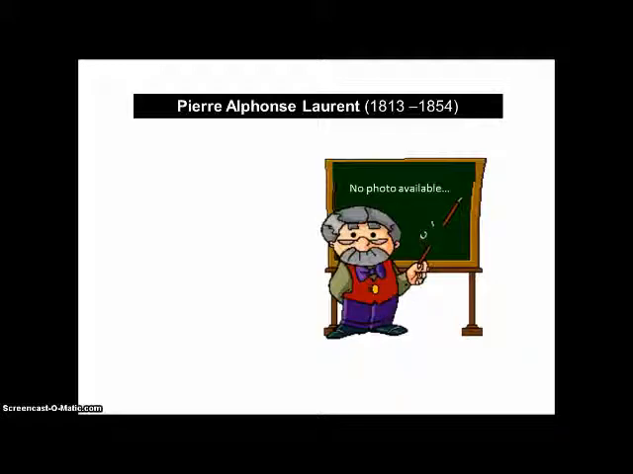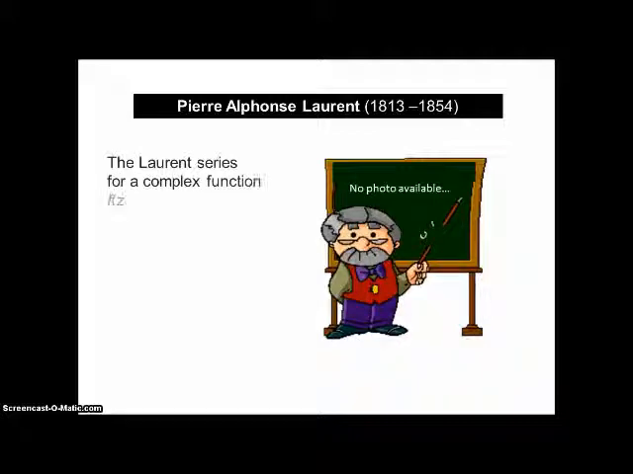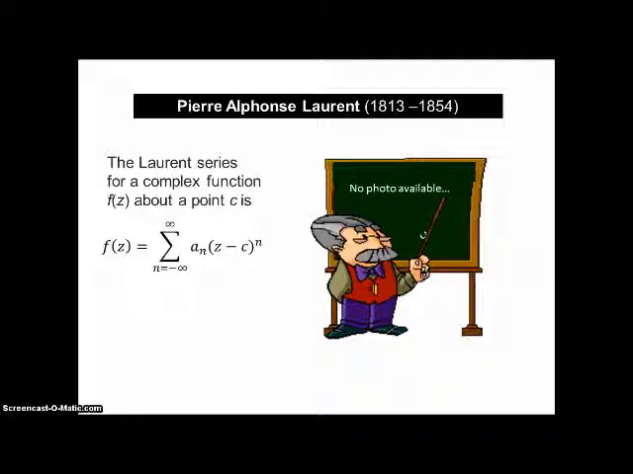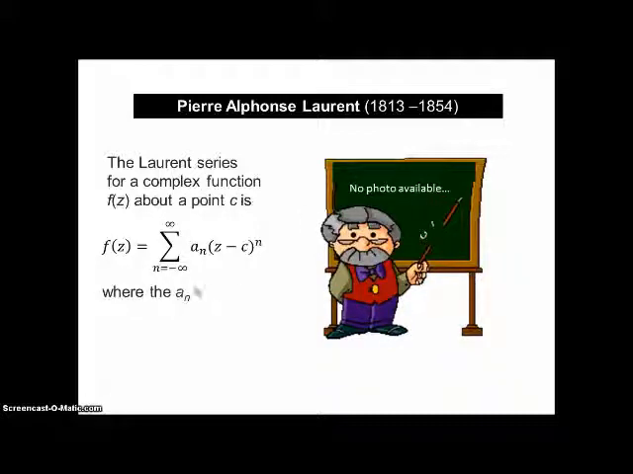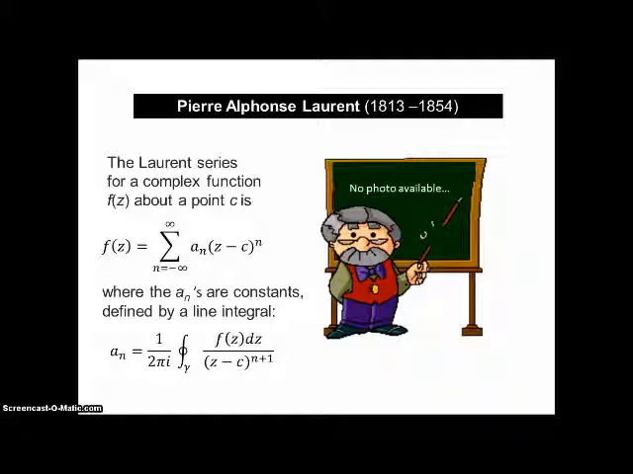And finally, Pierre-Alphonse Laurent, who lived from 1813 to 1854. I couldn't find a photo or a drawing of him. The Laurent series for a complex function f of z about a point c is given by this formula, where the a sub n's are constants defined by a line integral. We'll study line integrals later on in this course. And there is the line integral. Goody.